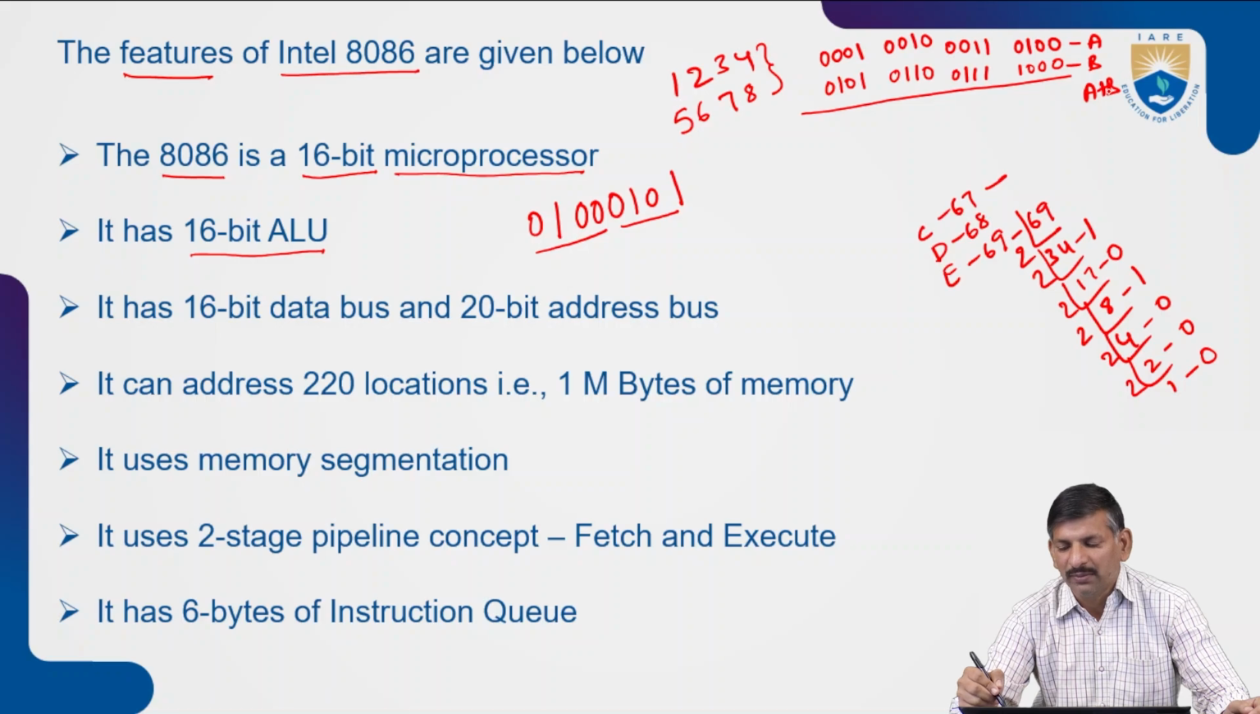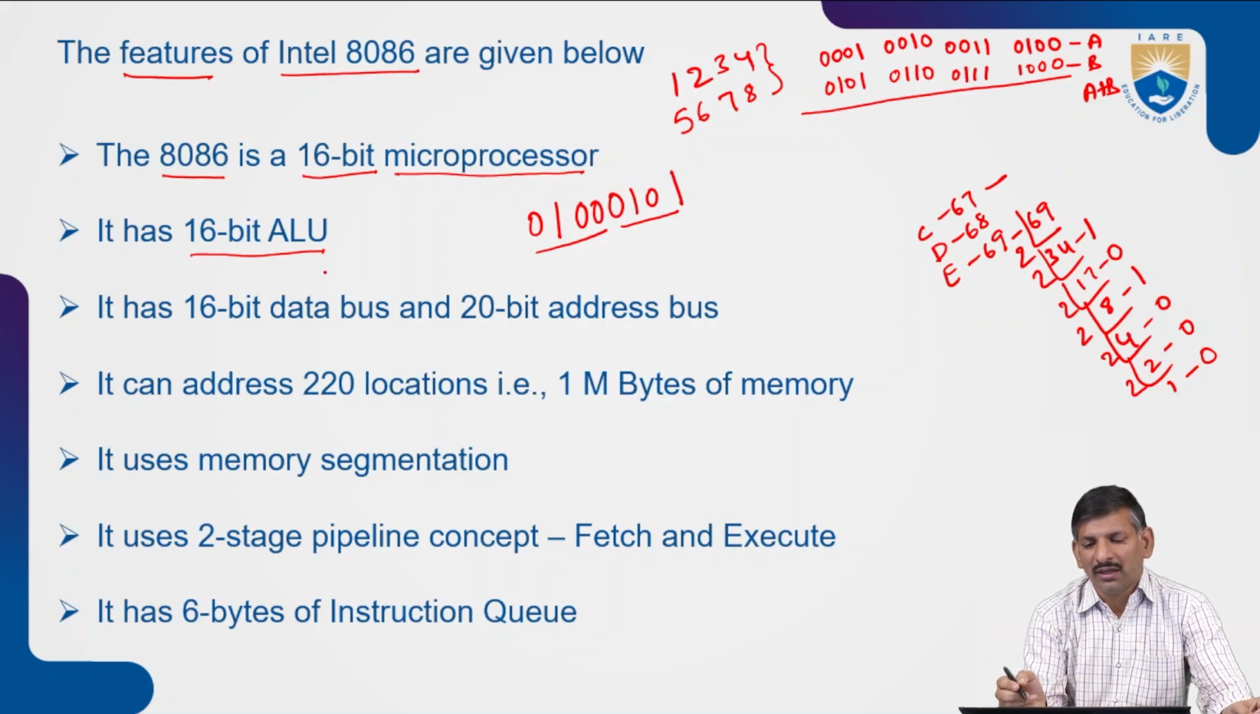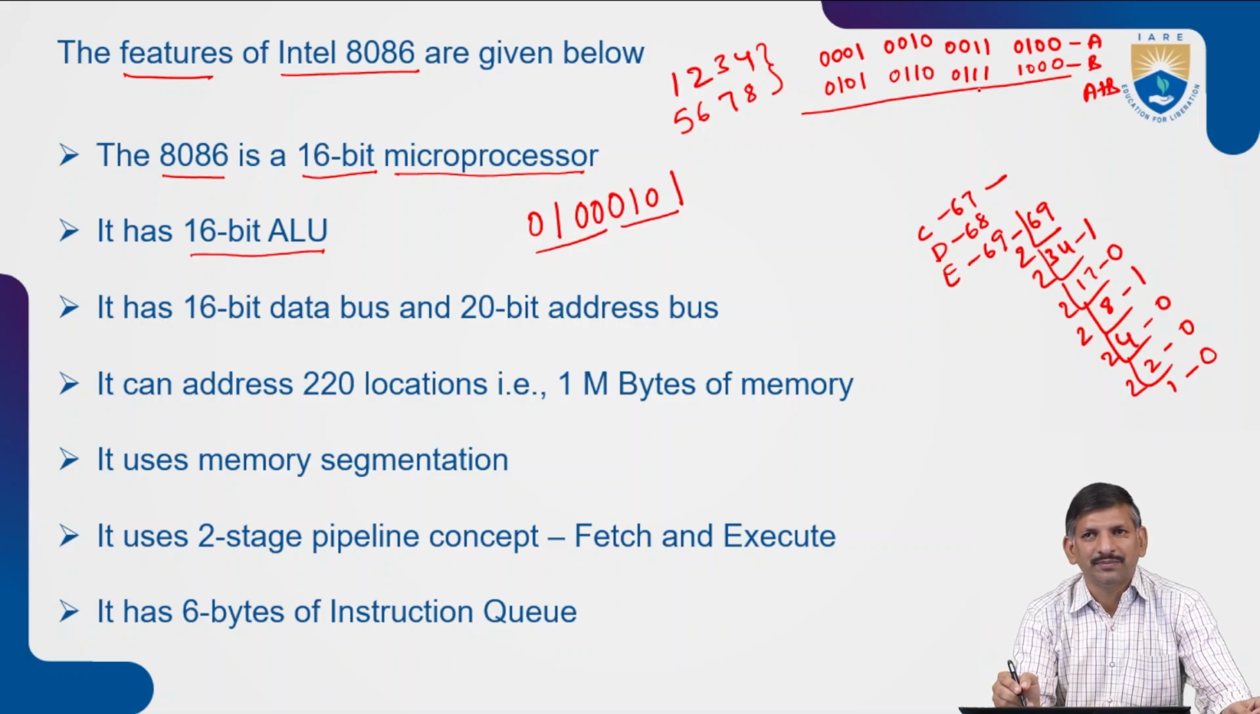Similarly, it performs arithmetic operations: addition, subtraction, multiplication and division. At the same time, it performs logical operations like logical AND, logical OR, NOT operations or XOR operations. Based on the requirement, in a single clock cycle, it will perform arithmetic and logical operations on 16-bit data.